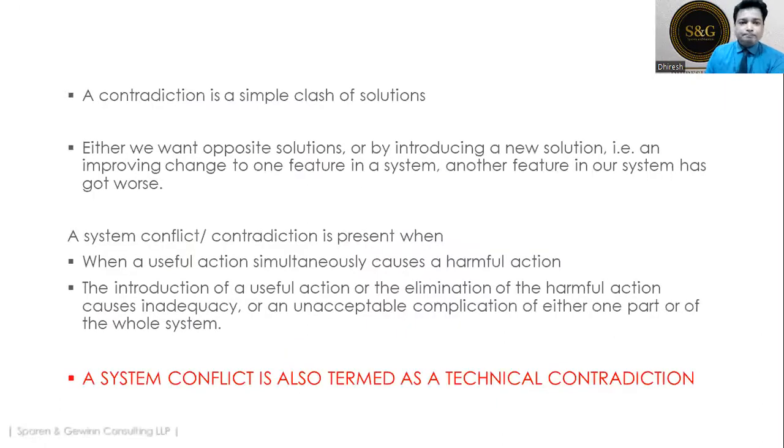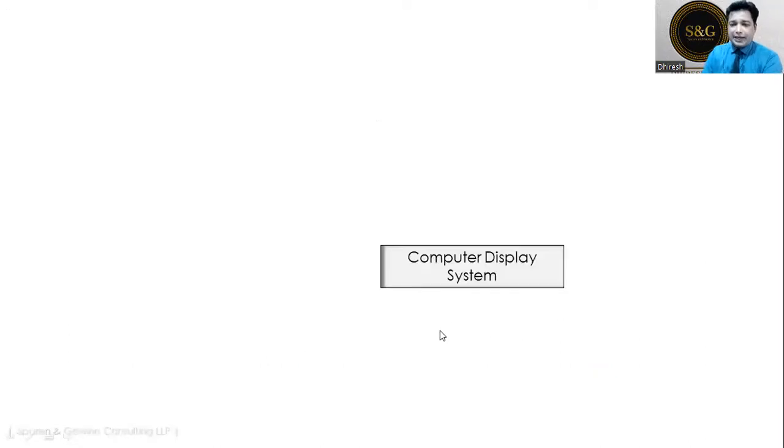So a system contradiction is a clash of solutions. If you have a solution and it contradicts something, that is called a system contradiction, or a technical contradiction as well. I will not go into much detail. Let's understand this.